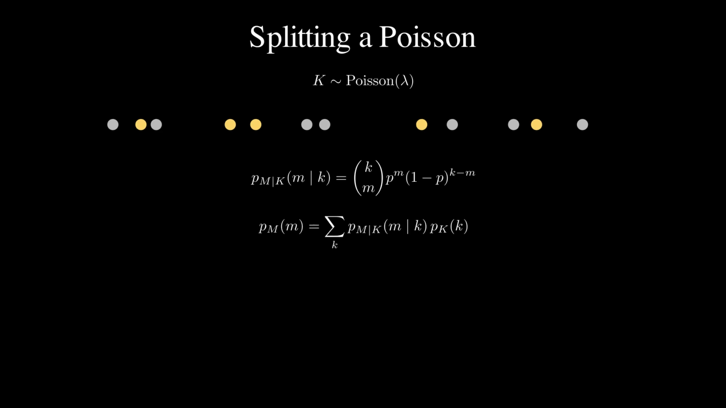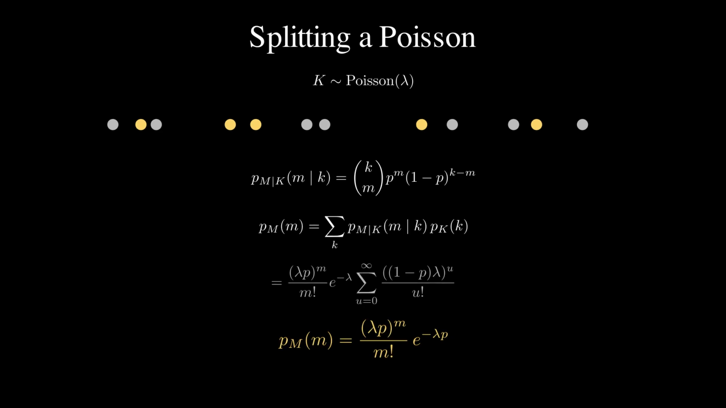Now uncondition with the product rule. The mass of m 1s sums the binomial times the Poisson over all totals k. Shift the index and the sum telescopes into the series for an exponential. What remains is unmistakable: lambda p to the m over m factorial times e to the minus lambda p. The number of 1s is Poisson with parameter p times lambda. Thin a Poisson stream at random, and it stays Poisson, just slower.